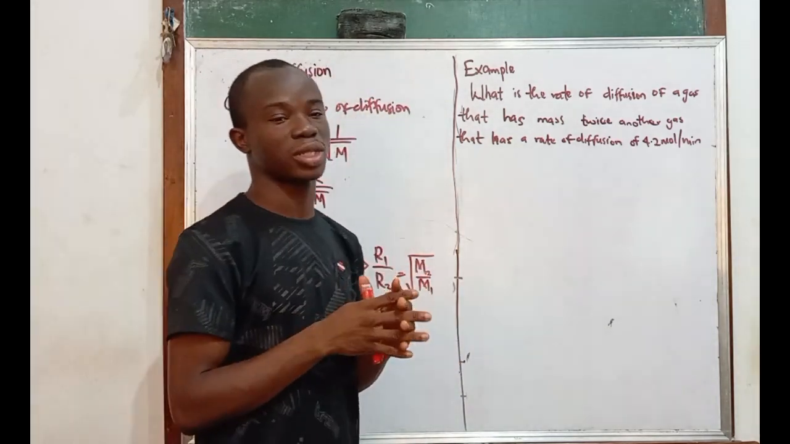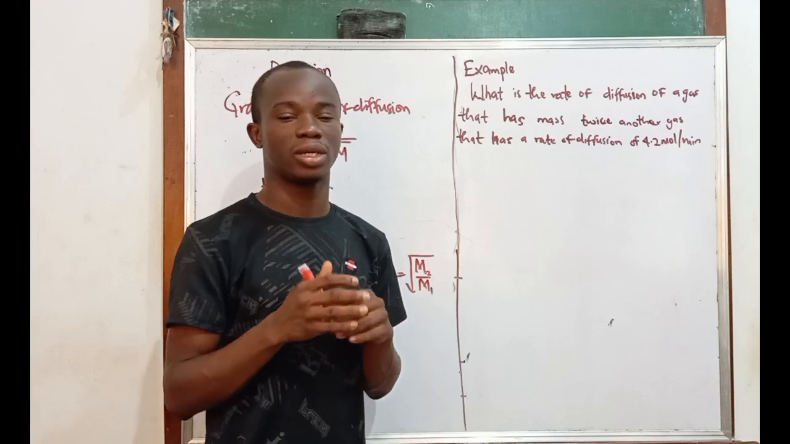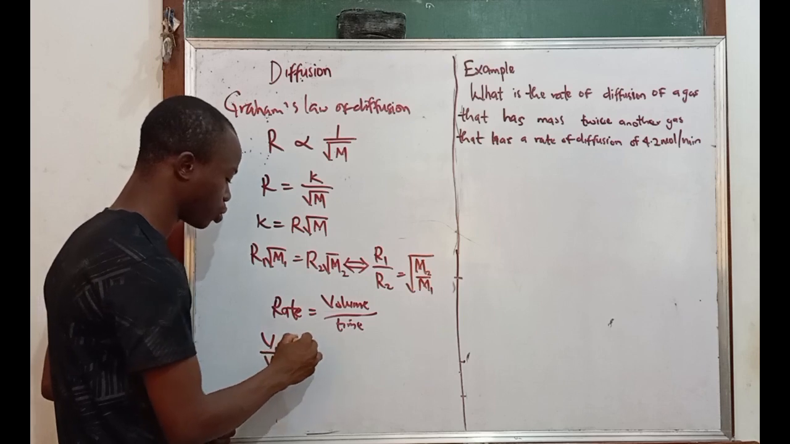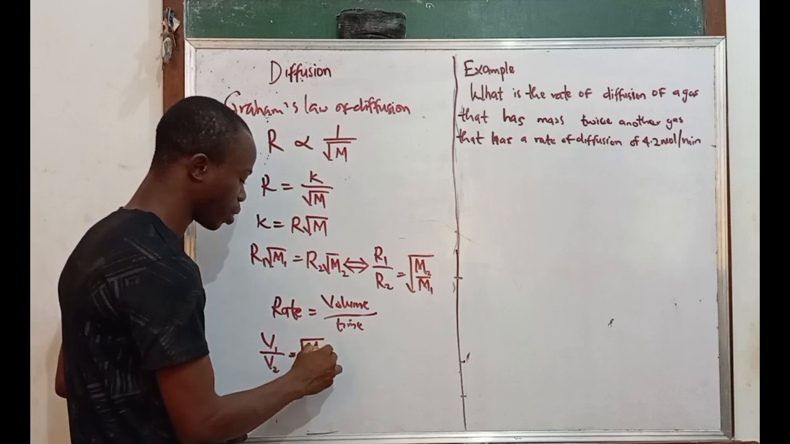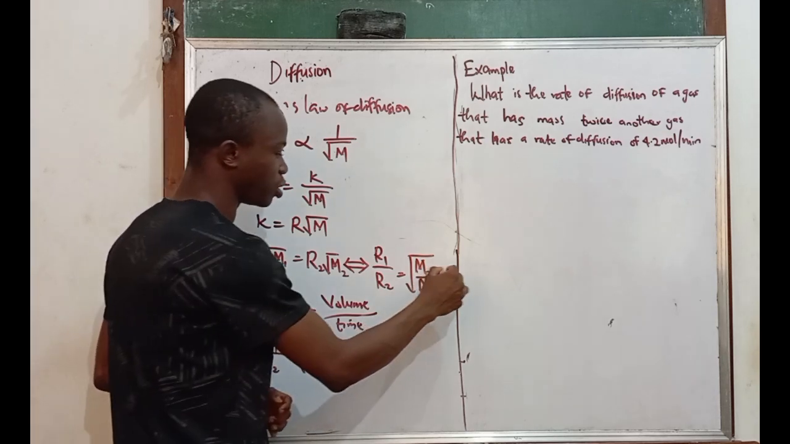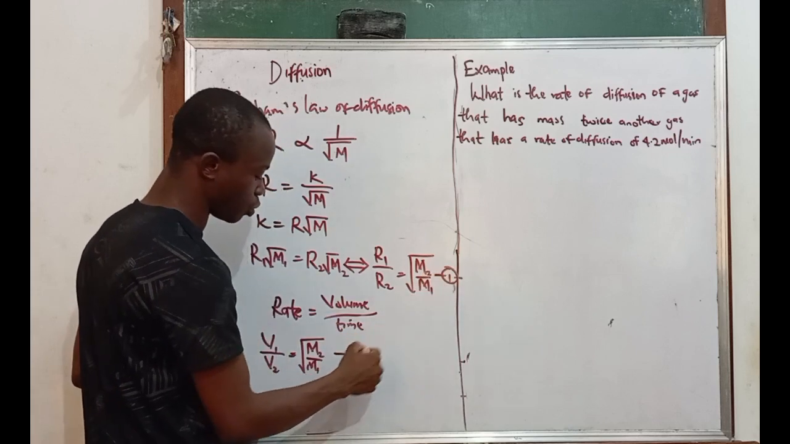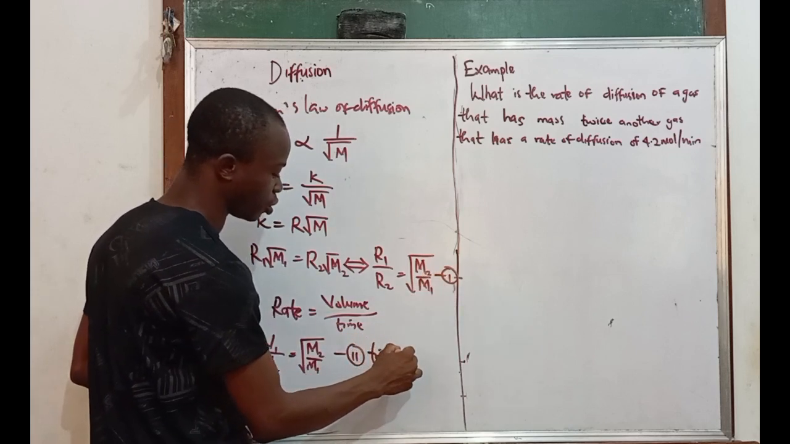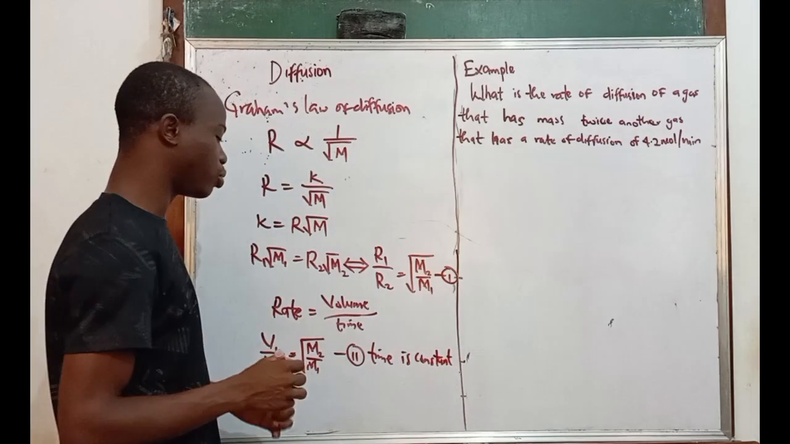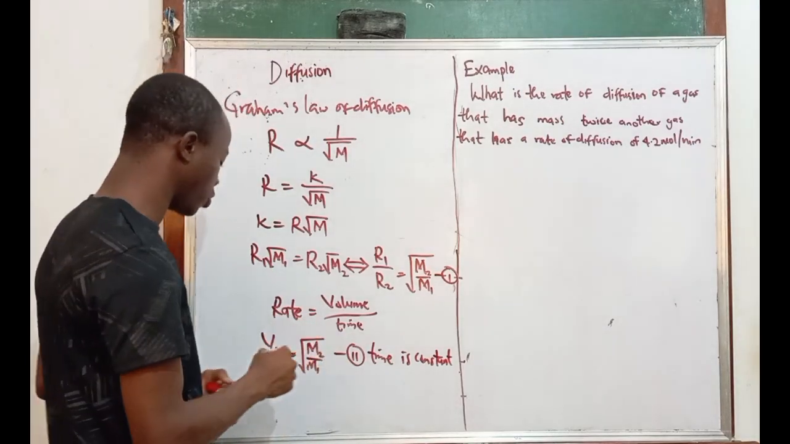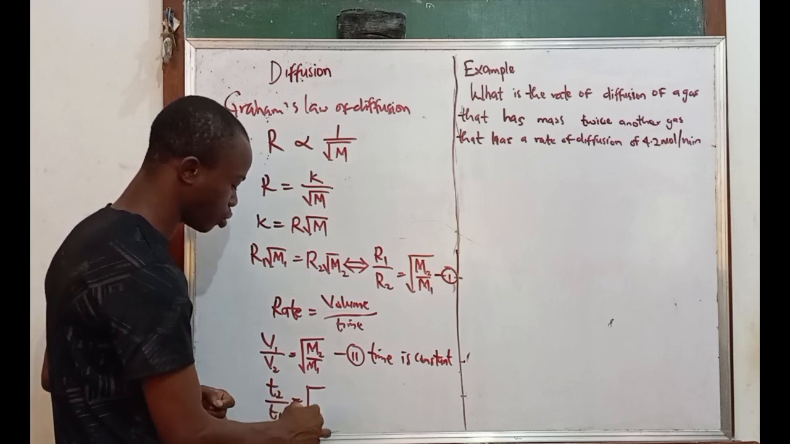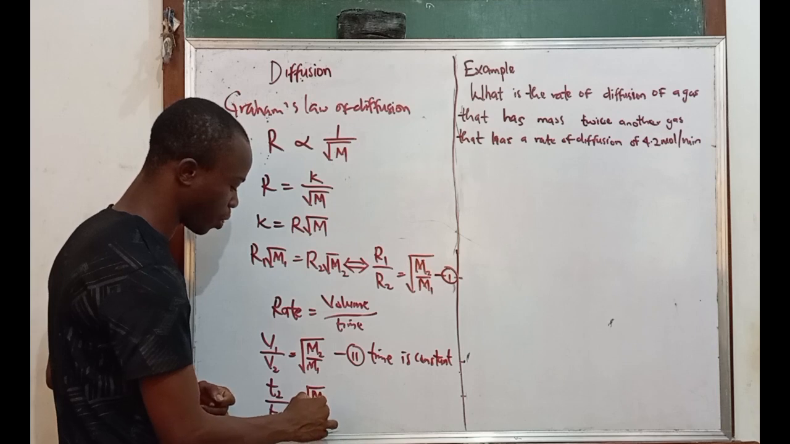Let's take the first case, when time is constant. Then we have that V1 over V2 equals square root of M2 over M1. Let me call this the second expression, and this is the first expression. This is when the time of diffusion is the same for the two molecules. But in the case when volume is constant, then we have T2 over T1 equals square root of M2 over M1.